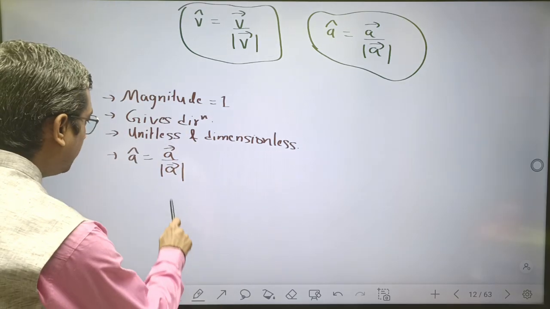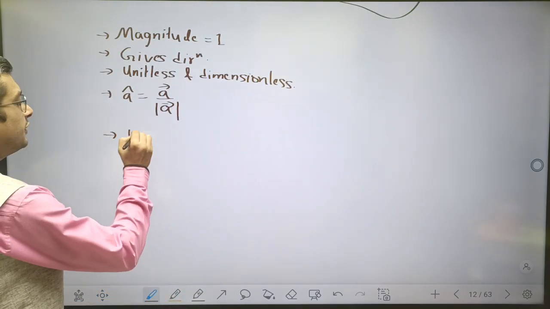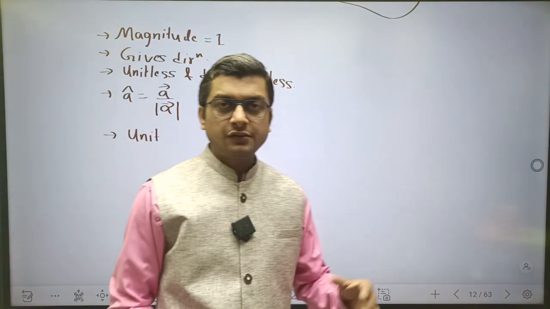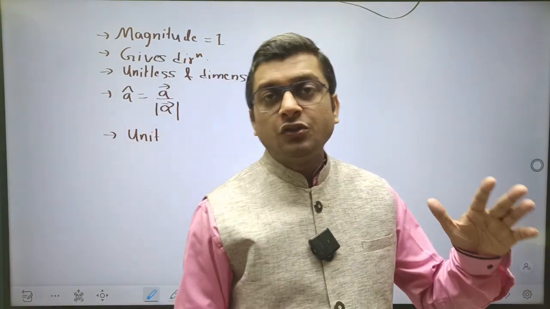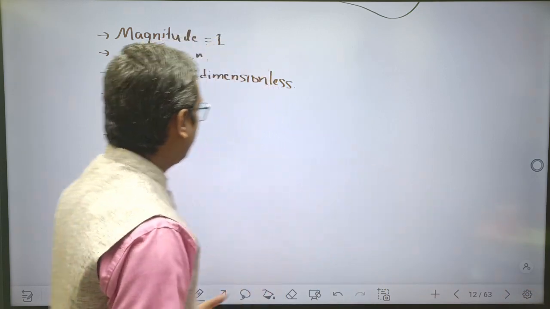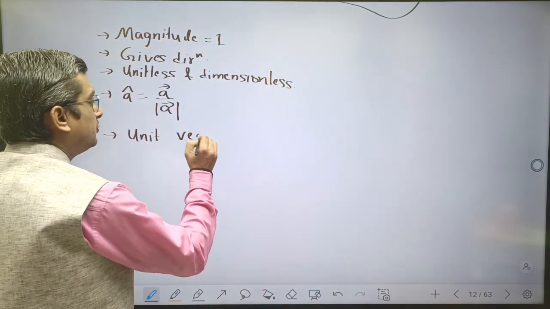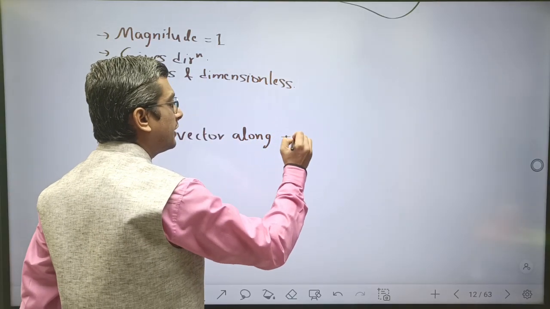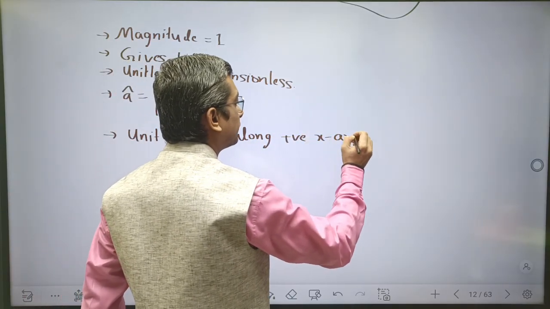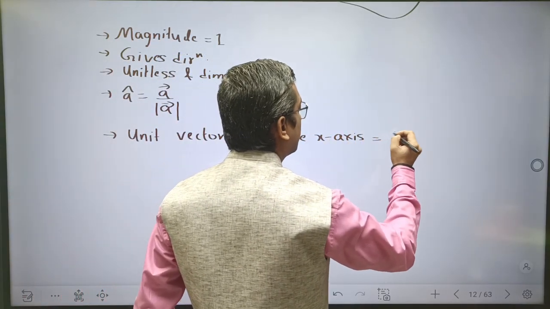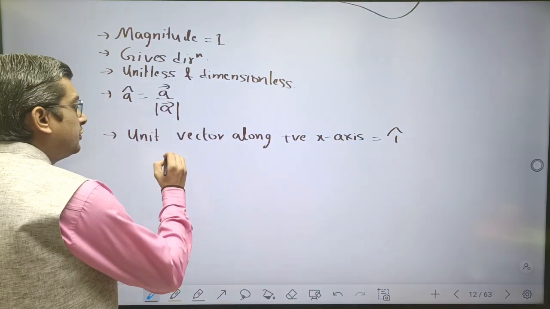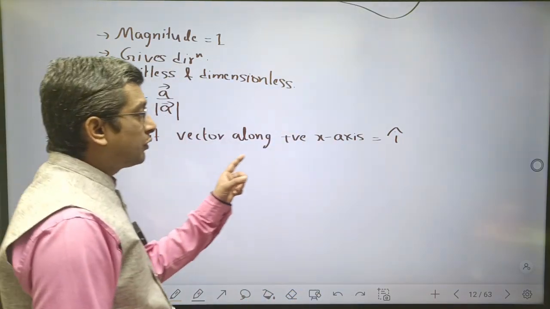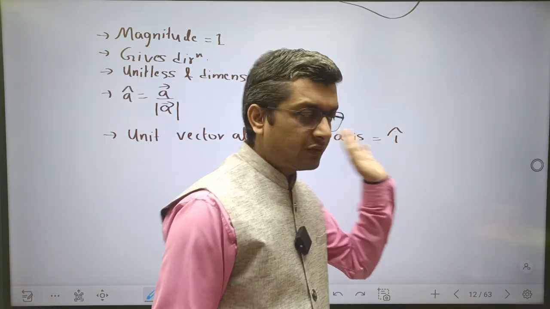vector. And the most important point is, now we have in the Cartesian coordinate system three axes: x-axis, y-axis and z-axis. So the unit vector along positive x-axis, if I write, unit vector along positive x-axis is equal to I cap.